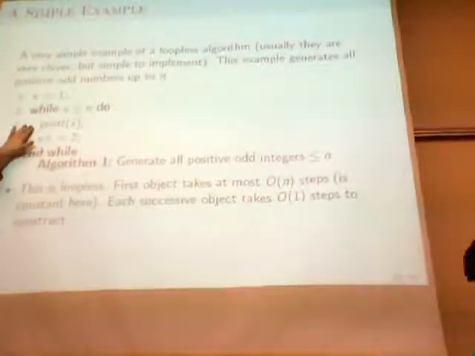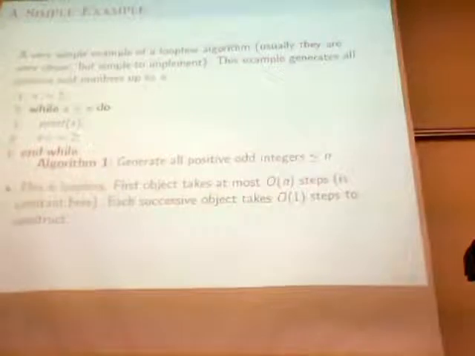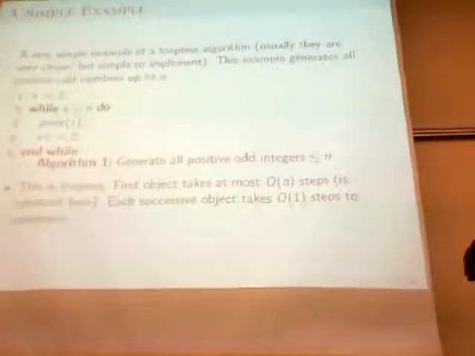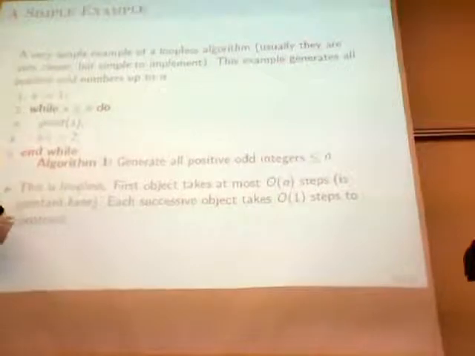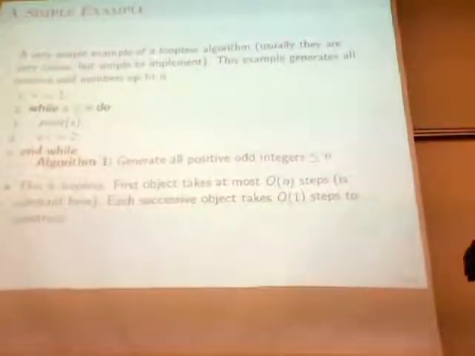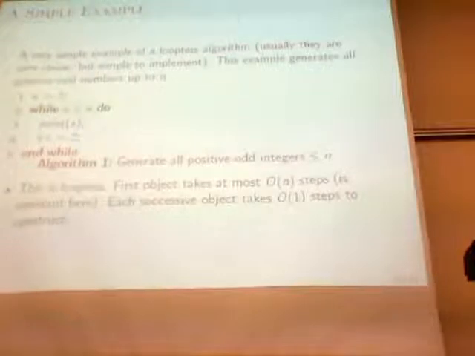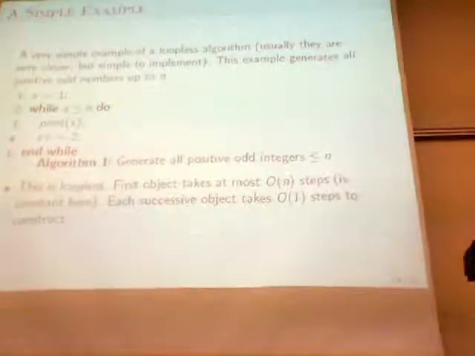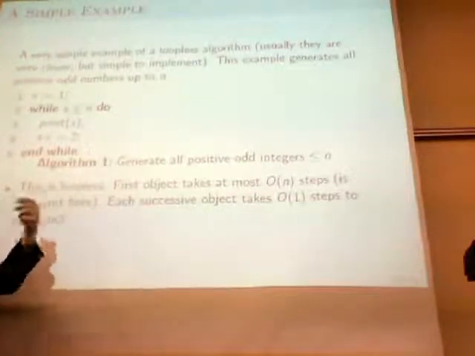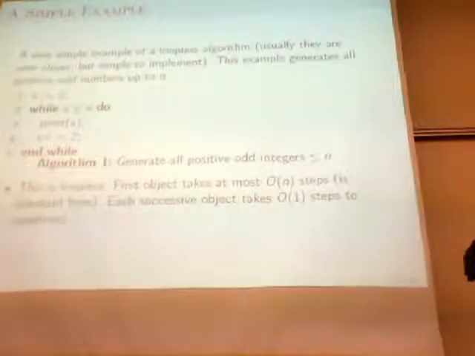Whether it be a print statement, or going into a data structure like a tree, whatever it may be, the key thing is that this is doing nothing to the actual construction. This, though, is a constant step, right? Each successive object, I'm doing in constant time. This is a very simple algorithm for generating the set of positive odd integers less than or equal to n. So this is loopless. You get at most n steps to get the first object, and then each one of these operations is constant time. So are there any questions about loopless algorithms so far?